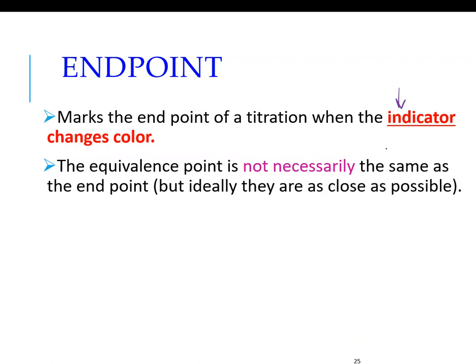Now it's your job to pick an appropriate indicator for the equivalence point that you're aiming for. If you're titrating a strong with a strong, you want to hit it right around a pH of 7, so you'd want to pick an indicator that changes color around a pH of 7. For the weak acid stuff, that's a different story. They have different varying equivalence points, so we would look at different pH indicators for ones that involve weak acids and weak bases.